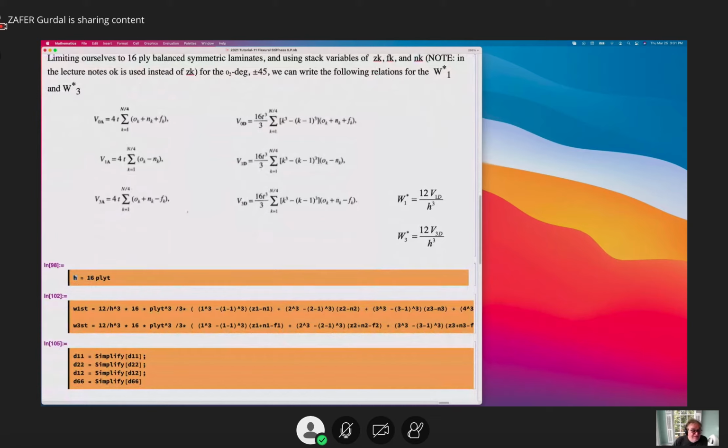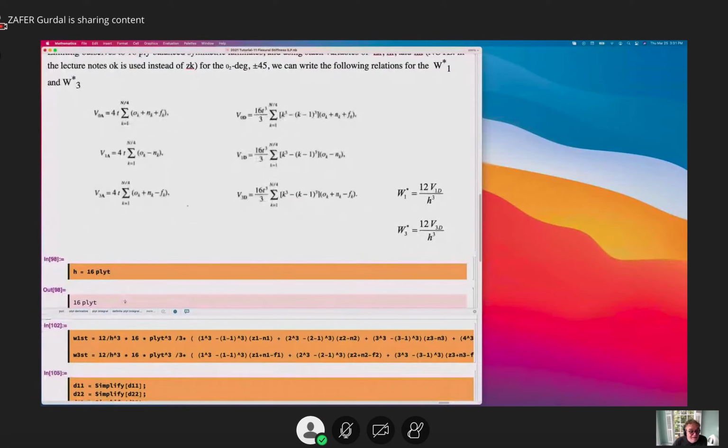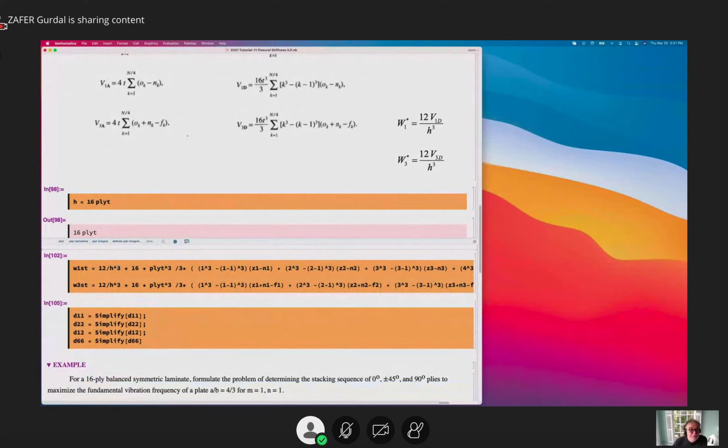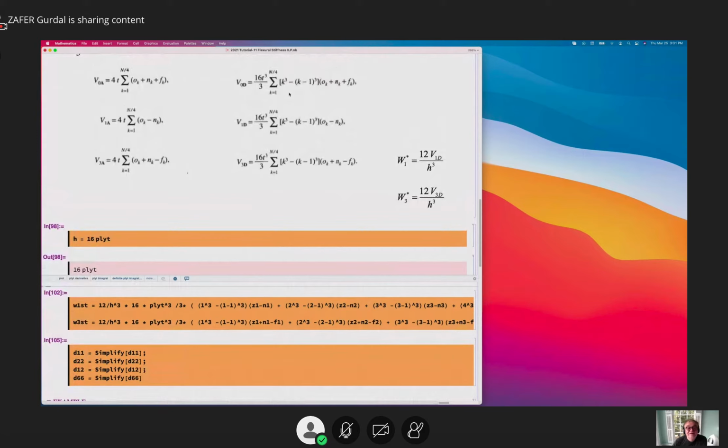So my total thickness h is 16 times the ply thickness at a 16 ply layup, and then the W1 star is 12 over h cubed, and then the V1D is 16 times ply thickness cubed divided by 3, summation k from 1 to 4 of k to the third power minus (k minus 1) to the third power, times z1 minus n1, simply following this notation. The only thing is, for 45 degrees, the f0 becomes 0.